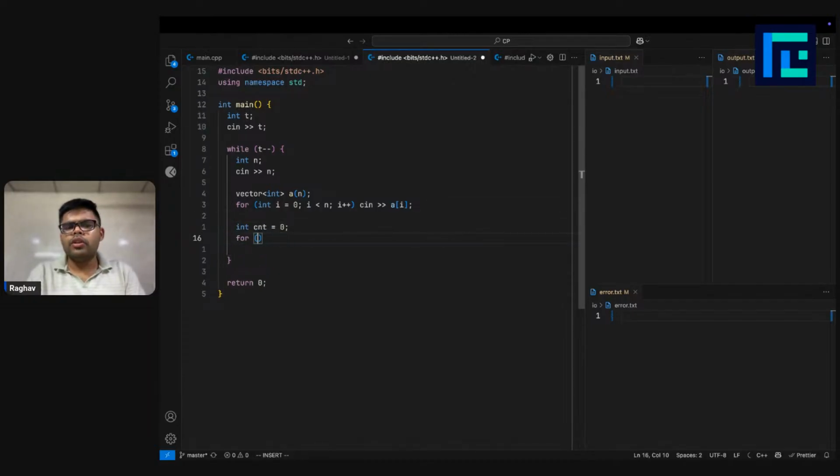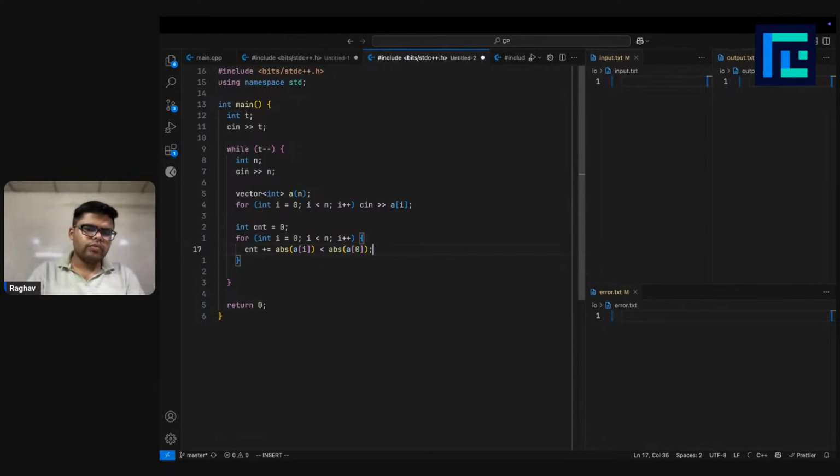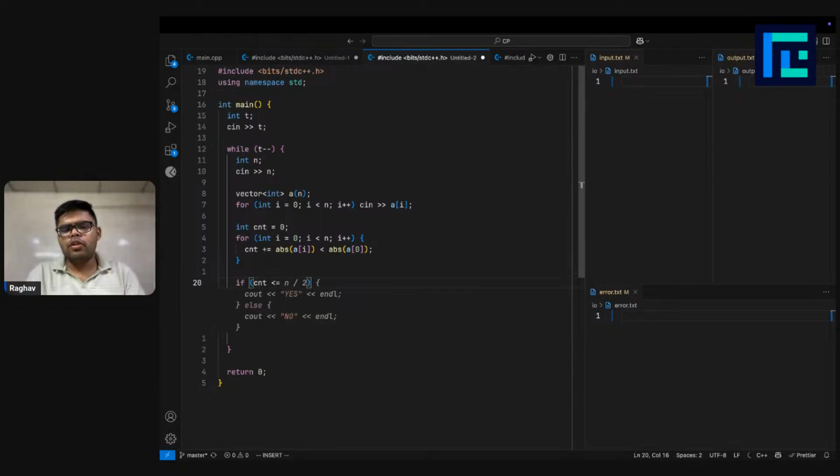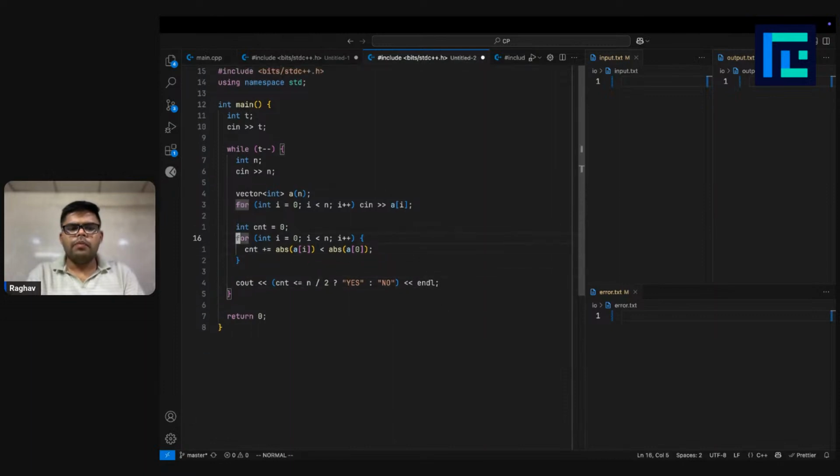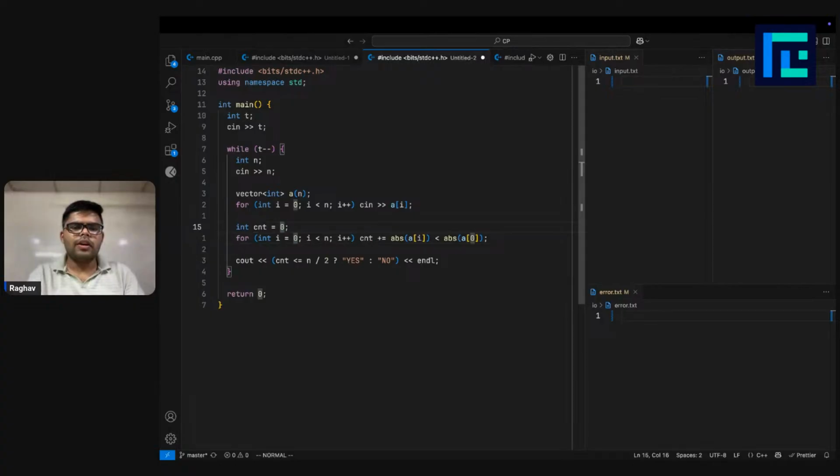During the contest, the code that I had written is a little more complex than the one that I'm about to write here. Count should be incremented if absolute value of A[i] is smaller than absolute value of A[0]. And if at the end of the day this count is smaller than or equal to n by 2, then the answer is yes, else the answer is no. Or you can write it in this way, count being less than or equal to n by 2. Now your code will look like this. It's a short code.